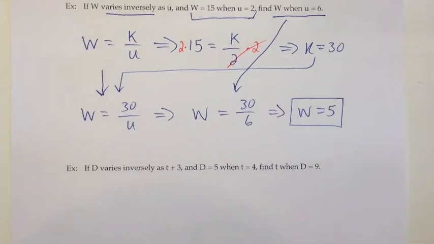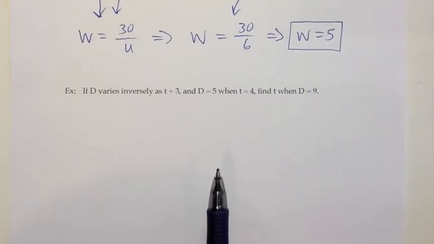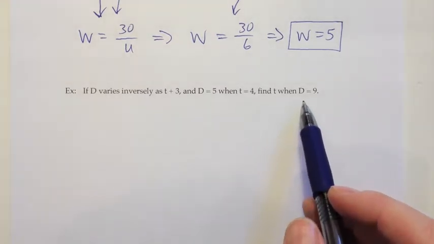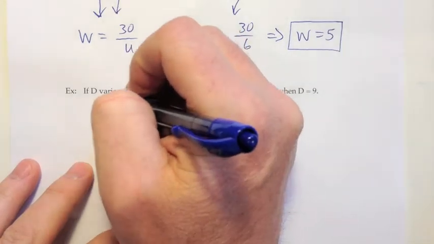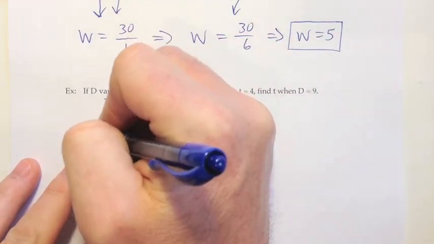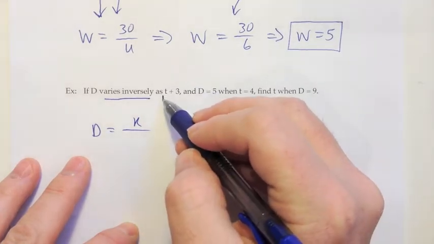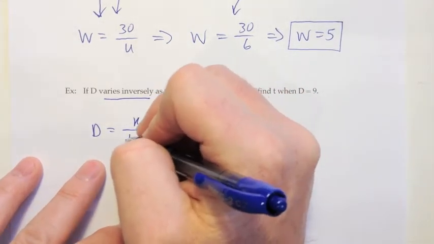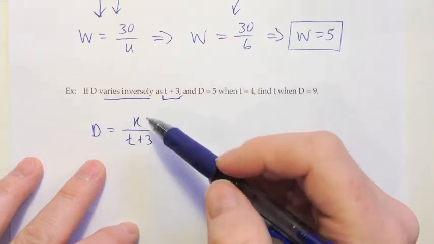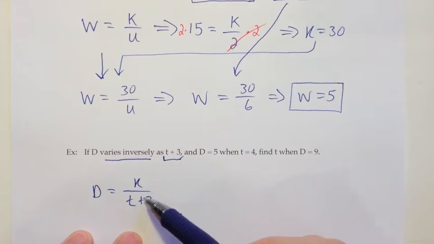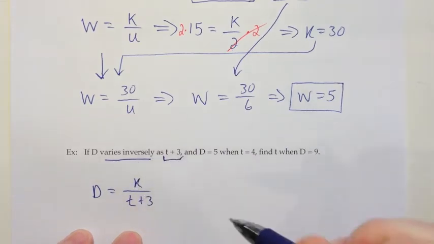Let's try one more. If d varies inversely as t plus 3 and d equals 5 when t equals 4, then find t when d equals 9. So again, there's that phrase, varies inversely. So d equals k over whatever they say next, and instead of just a variable they have an expression, but that's okay, we just still do the same idea. Instead of just the k over u like we had up here, now it's k over t plus 3, but it's still, because of the inversely, k over whatever comes next there.